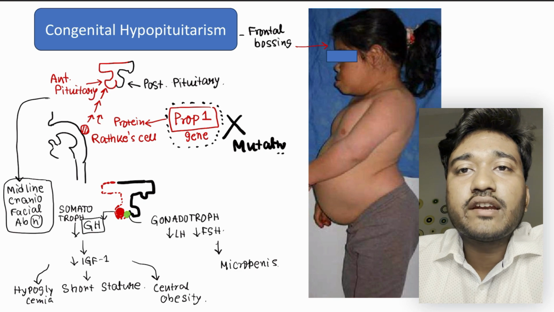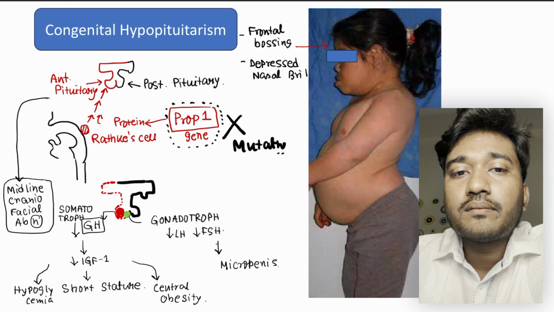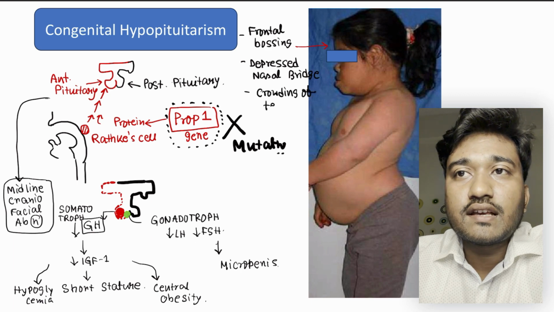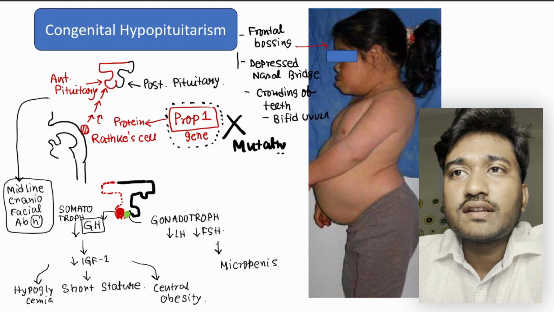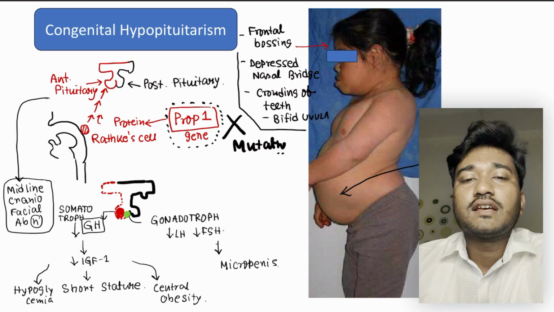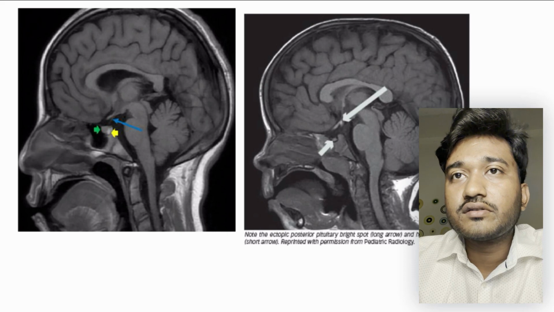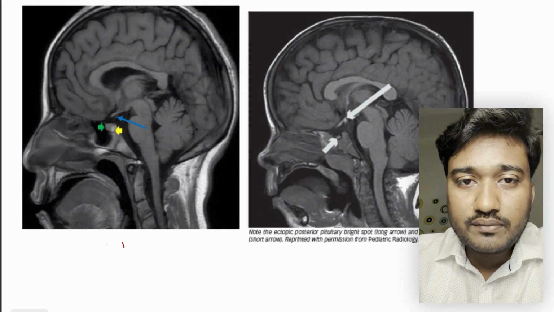The midline craniofacial abnormalities are like crowding of teeth, single central incisor, bifid uvula. All these things you can see. There is depressed nasal bridge and frontal bossing. In this child you can see there is obesity, central obesity is present.